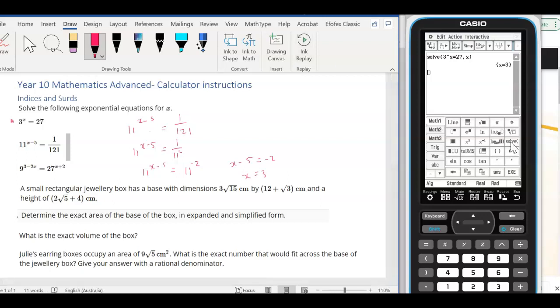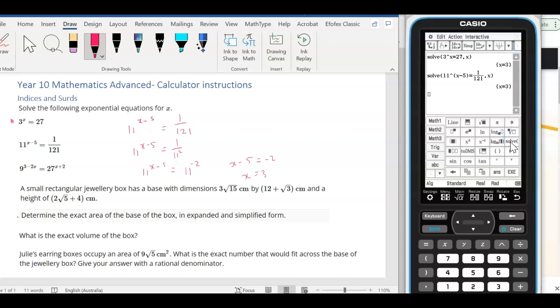Now on your calculator, you can just go solve 11 to the power, the little hat button next to the divide. Just make sure you put your power in brackets, right? Otherwise, it'll only read the x as the power. Equals, and then we can just write the fraction, 1 over 121. You don't actually even have to simplify anything. It'll just do it for you.